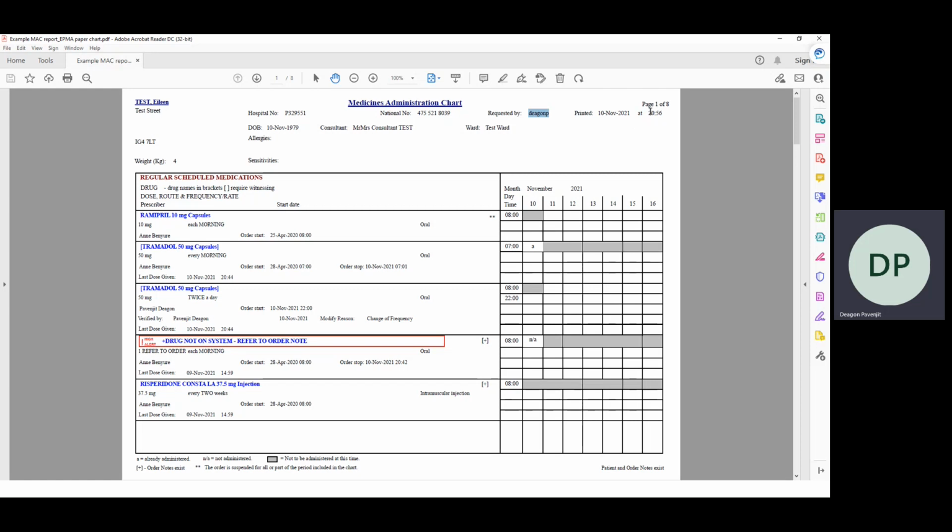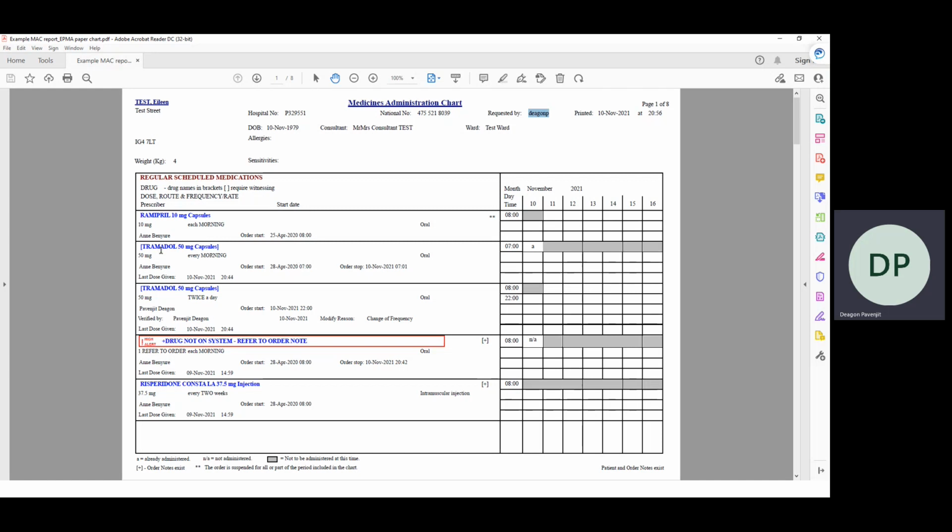On the very top right, you will see the total number of pages for this MAC report for this particular patient. Moving on to the main section, the first one being regular scheduled medications. On the left-hand side of the section is where details of all the prescribed medication is presented. And for each medication, you will see the medication name, the strength and the formulation, the dose prescribed, and the frequency. Beneath that, we have the prescriber name and the order start date and time.